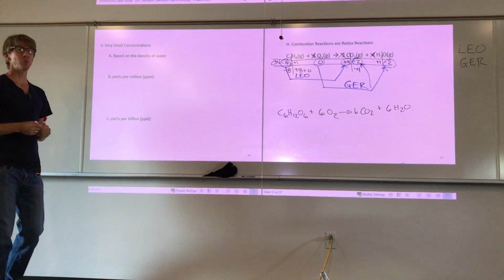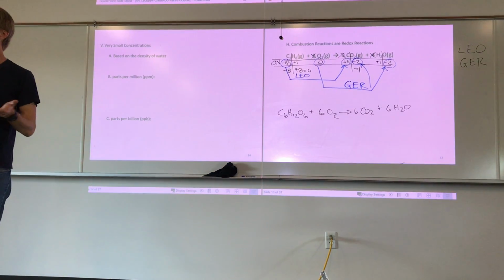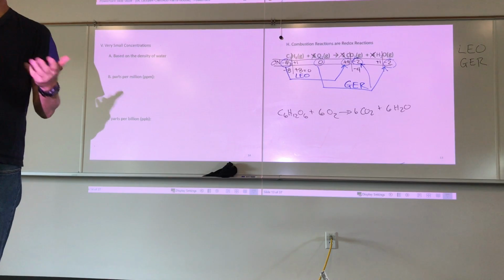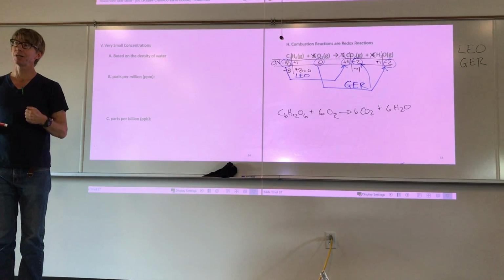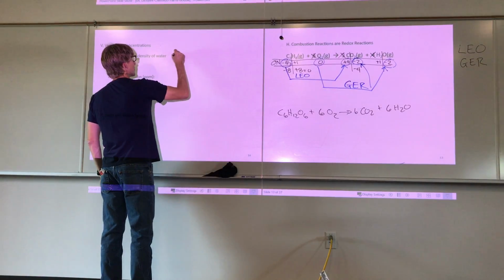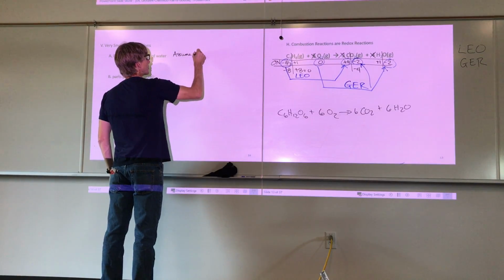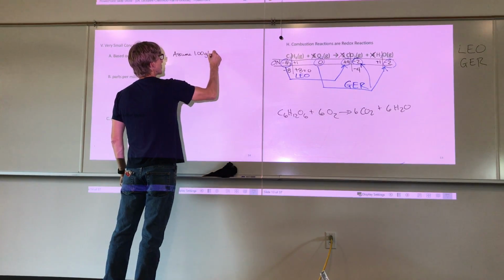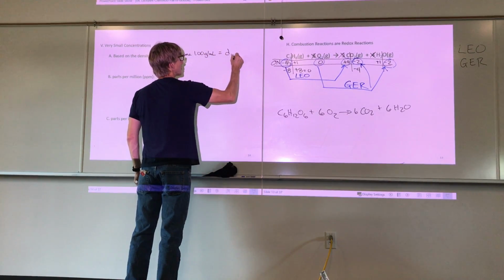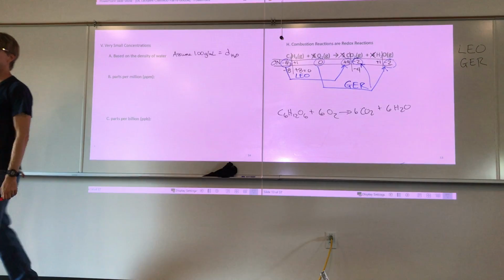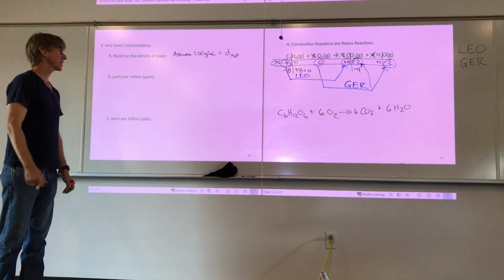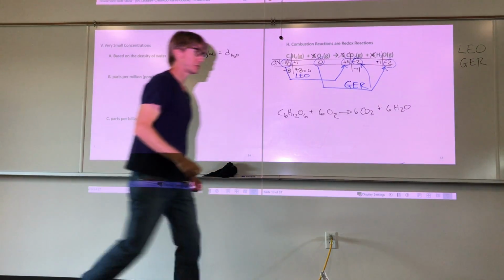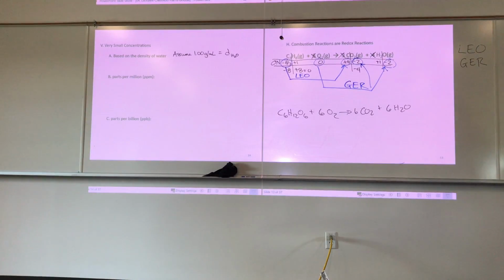They are based on the density of water. After lab number 1, when we do calculations, we will assume 1.00 gram per milliliter for the density of water. We now know, and we knew this before, that it's very close to that number. But now we will assume it, and that'll be underlying these calculations.